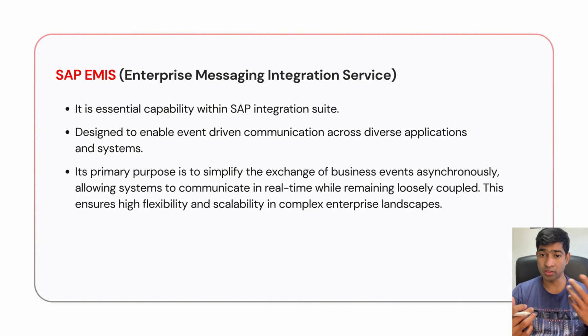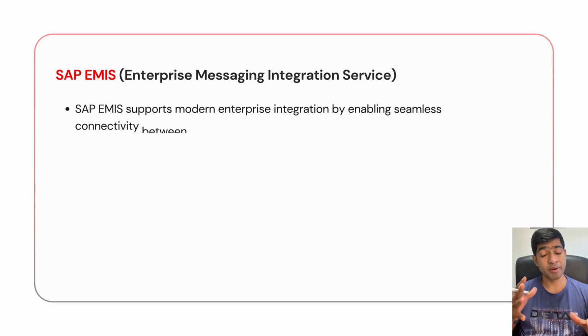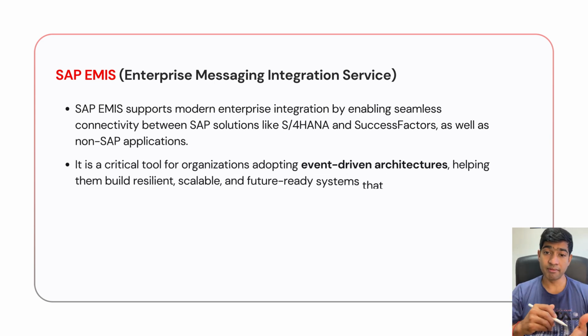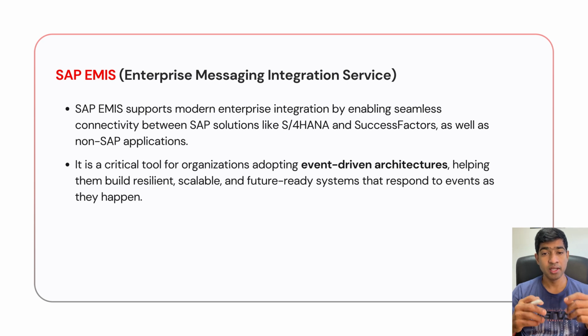So there is a difference between loose coupling and tight coupling. The loosely coupled systems are more scalable and flexible. So you need to remember that. SAP EMIS supports modern enterprise integrations by enabling seamless connectivity between SAP solutions like S/4HANA, SAP SuccessFactors, and other non-SAP applications. It is a critical tool for organizations adopting event-driven architecture. So when events are triggered, you should do something. For such event-driven architectures, these solutions help to build resilient, scalable, and future-ready systems that respond to events as they happen in systems.